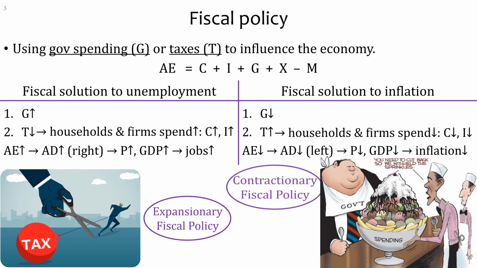But there are two names here. The first type of policy is called expansionary fiscal policy, and the second one is contractionary. Notice that it's called expansionary because GDP goes up. It's an expansion of GDP. And the other one is called contractionary because GDP goes down. All right, so that's how you can tell.